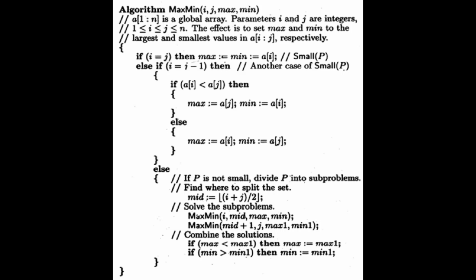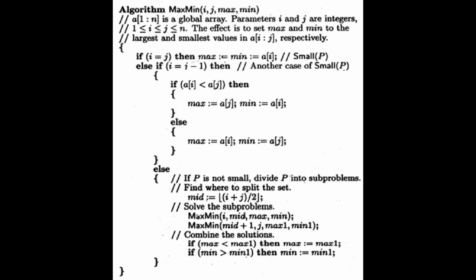Algorithm MaxMin(i, j, max, min) is an example of the divide and conquer method. Parameter description: here there are 4 parameters: i, j, max and min. A[1:n] is a global array. The array name is A and there are n elements, that means the lower bound is 1 and the upper bound is n.